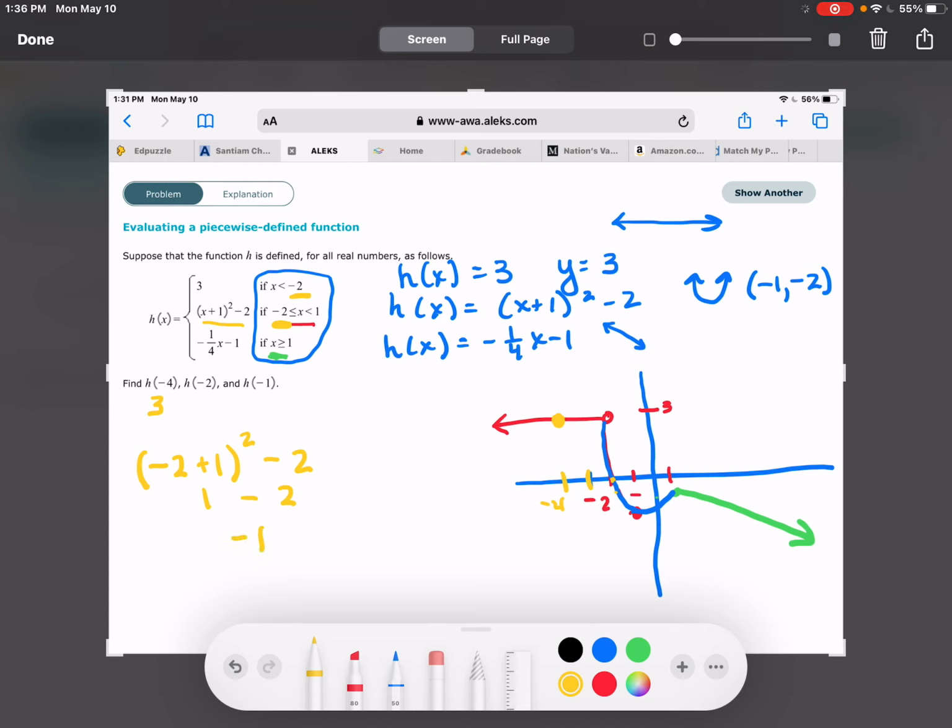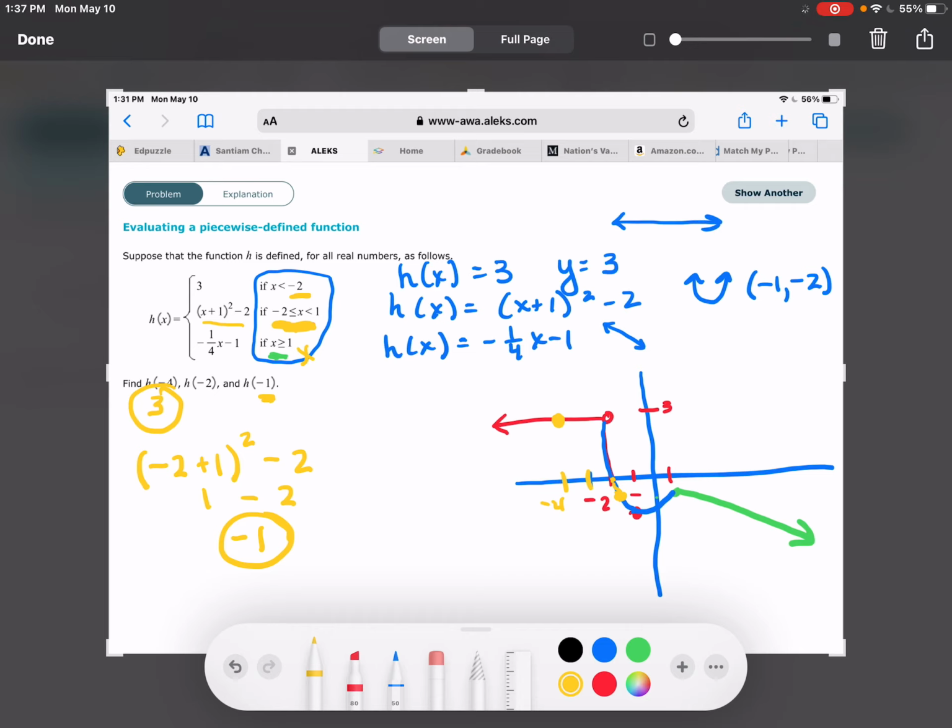Probably my parabola was actually a little off there. But so negative 1 is going to be the answer to the second one. And then h of negative 1, we go, okay, where is the h of negative 1? Well, it's not there because that's too far. It exists in that second one where we just were. It's in that parabola again.